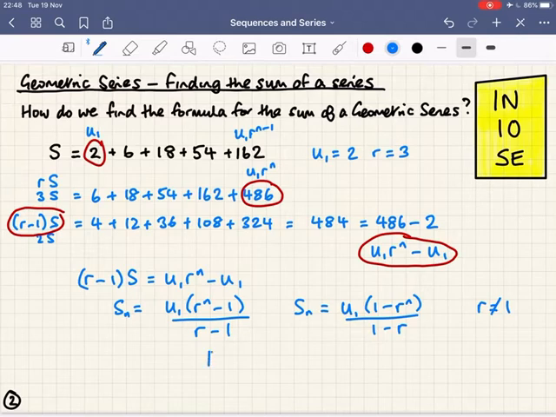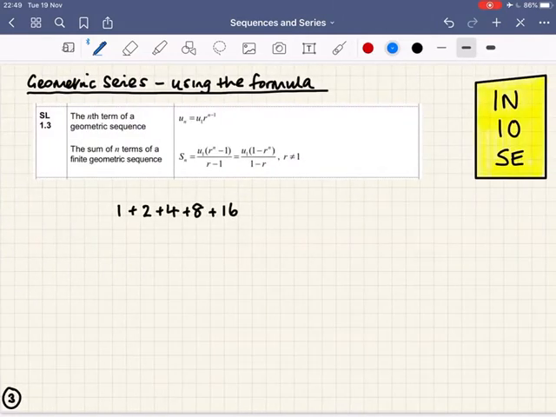This particular version of the formula we tend to use when r is greater than 1, because the maths is easier. r to the n minus 1 is easier when r is greater than 1, and this one here we tend to use when r is less than 1, because the maths again is going to be easier. And sure enough, if you look at the formula sheet, there they are.